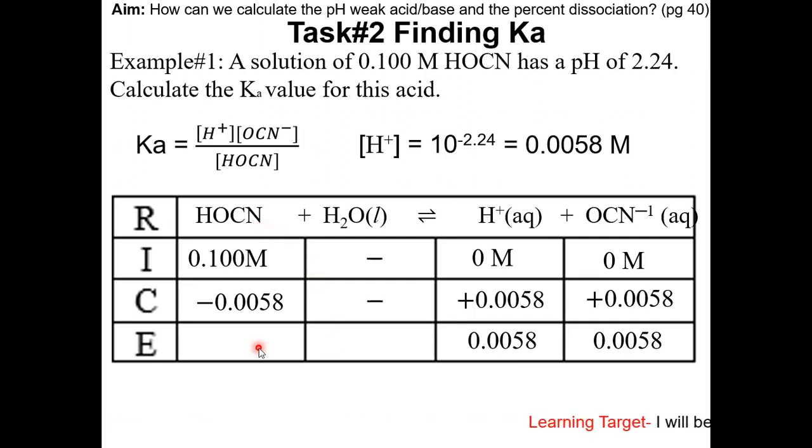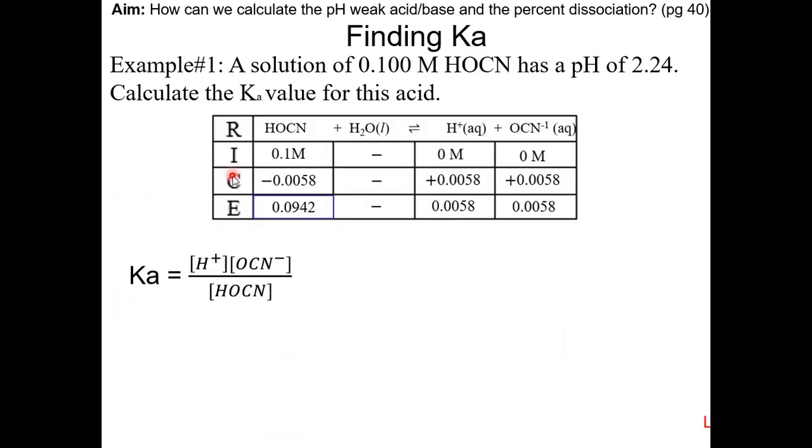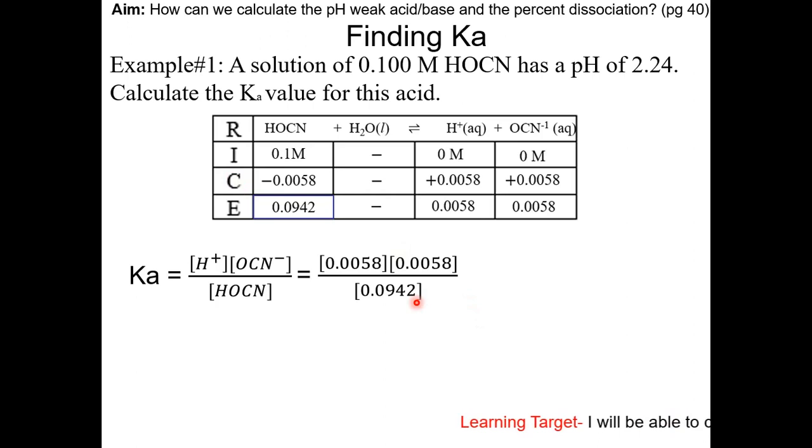So the change in concentration for the reactant HOCN must be minus 0.0058. So the equilibrium concentration of HOCN will be 0.1 minus 0.0058, which is 0.0942. Now that we have the equilibrium concentration, we can plug it into the Ka expression. Once we plug it in, we get 3.6 times 10 to the minus 4 as the Ka.